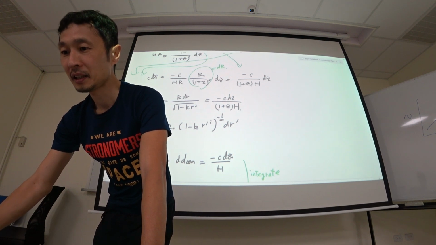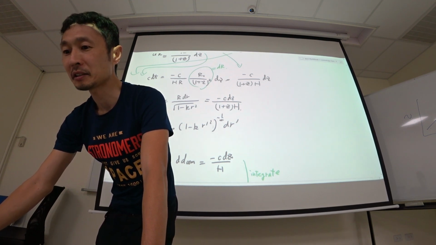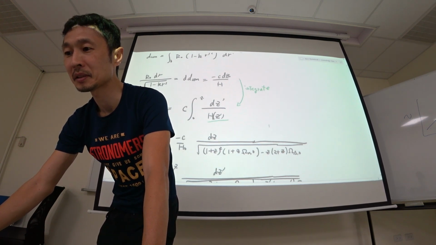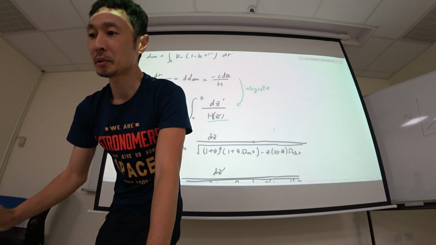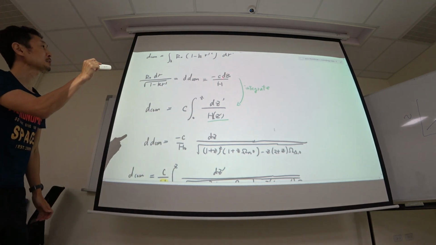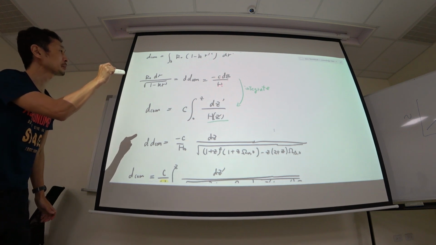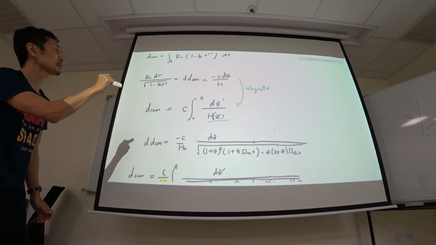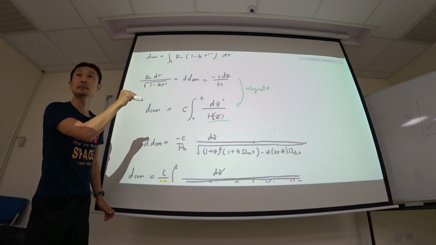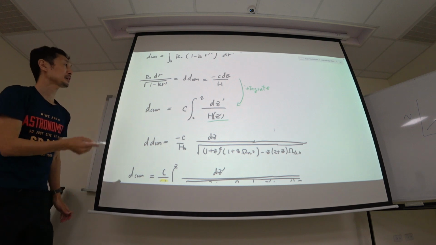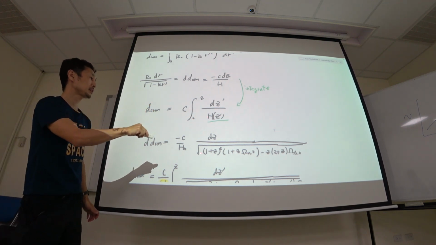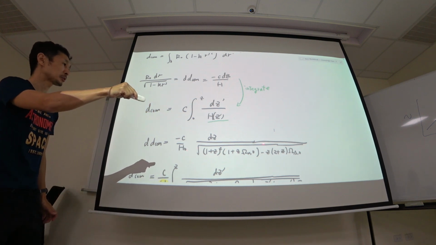Okay, then we need to integrate. If we integrate, it becomes something like this. So the co-moving distance, maybe it's easier: you can see this is c times 1 over the Hubble parameter, right? So you integrate 1 over the Hubble parameter, and that gives you the co-moving distance. And the Hubble parameter you can also write down with the cosmological parameters.